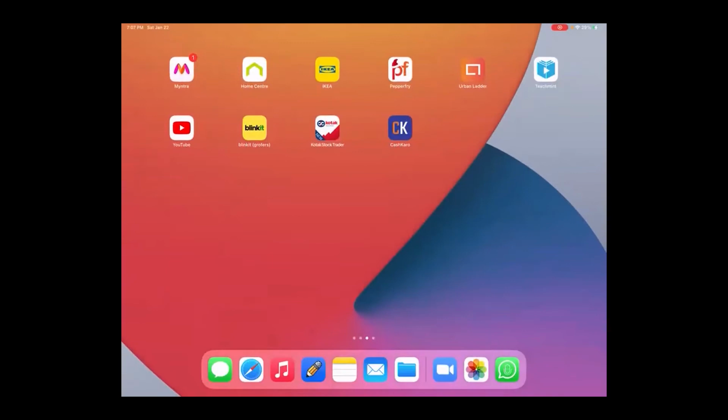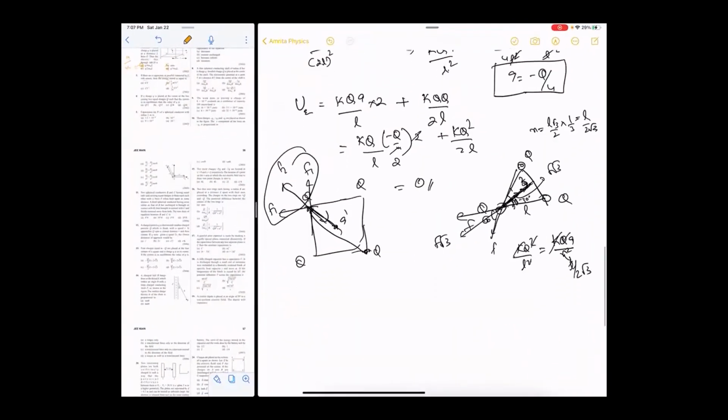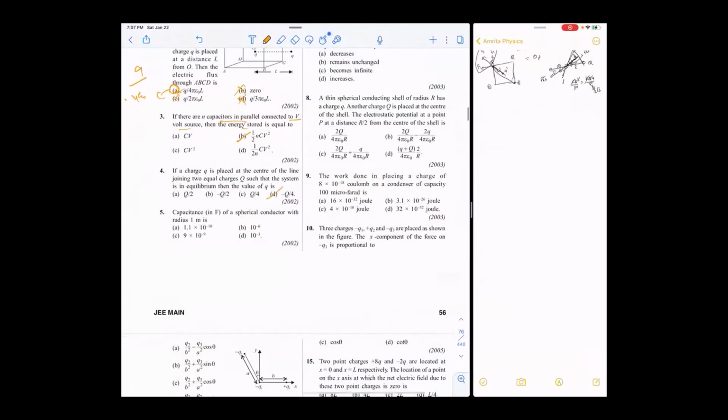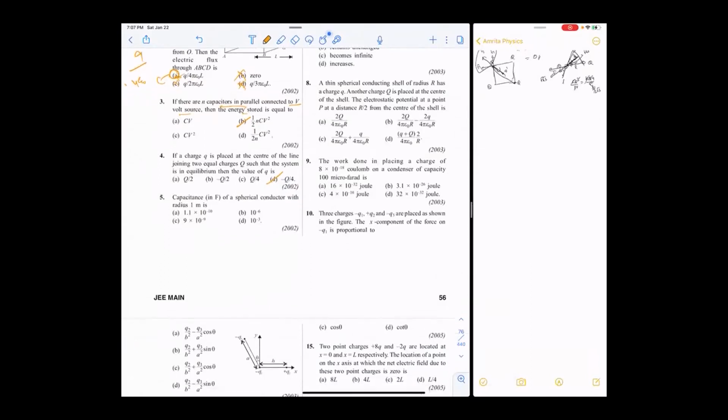Wonderful. Good, good. So next question, I'll try to maximize this. I'm trying to even brush up the areas around it. Maybe further questions. So next, capacitance in farad of a spherical conductor with radius 1 meter.